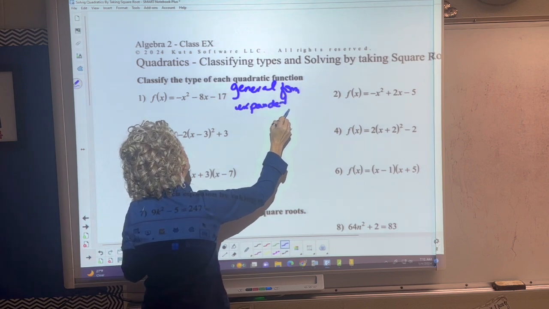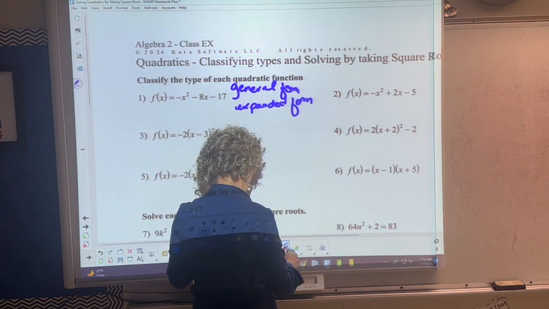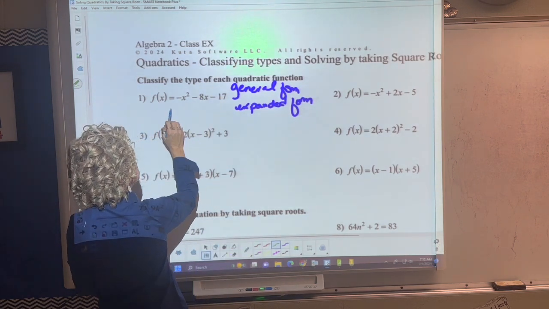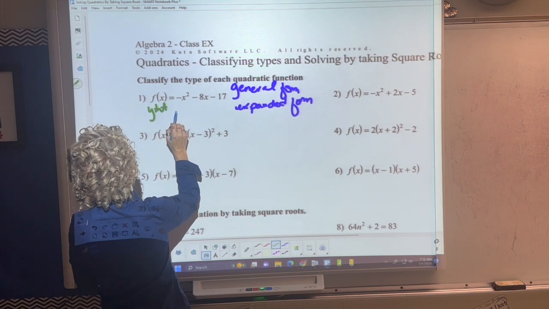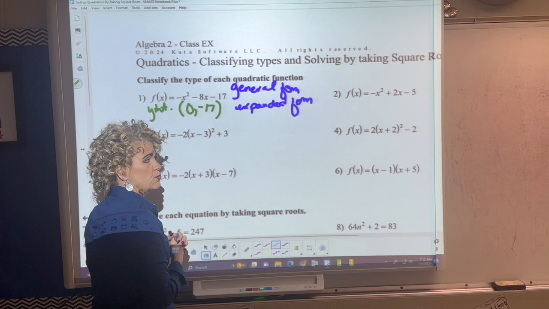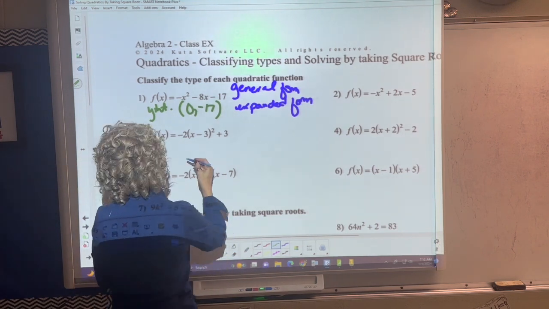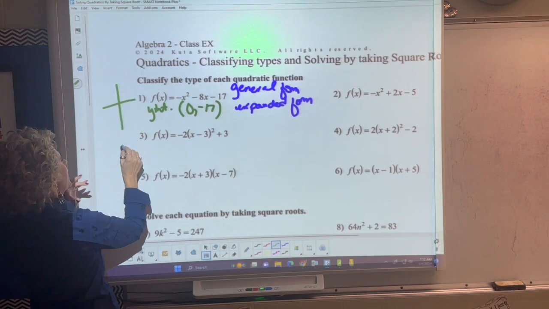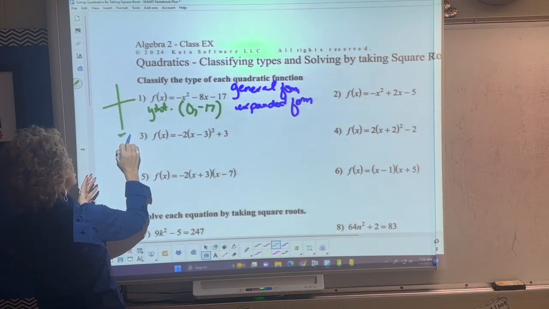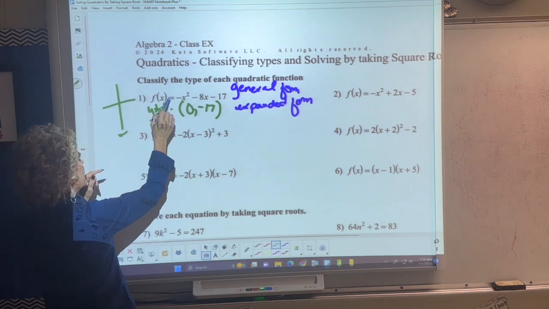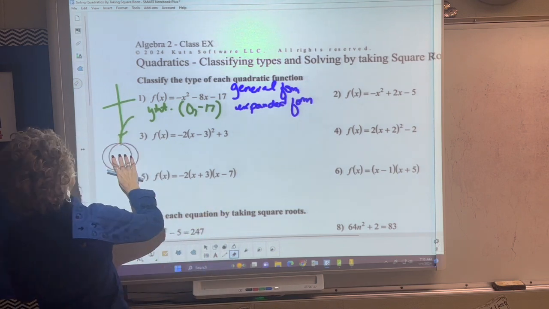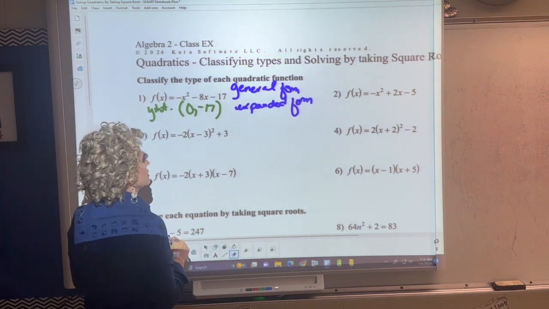In my general form, in my expanded form, I have my y-intercept. My y-intercept will be 0, -17. That's where it's going to cross the y-axis at 0, -17. So on the grid somewhere, all the way down here at 0, -17, it's going to cross that y-axis, and since it opens down, it's going to cross that way. So that is where it's going to cross our y-axis.